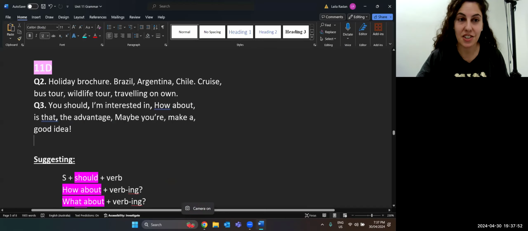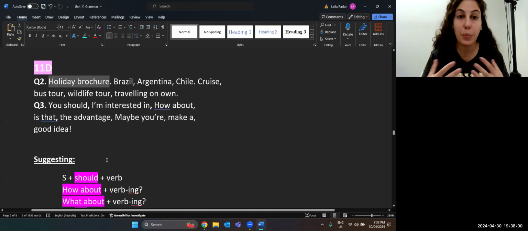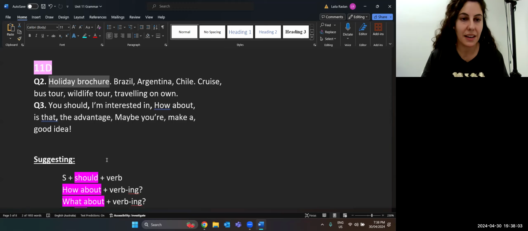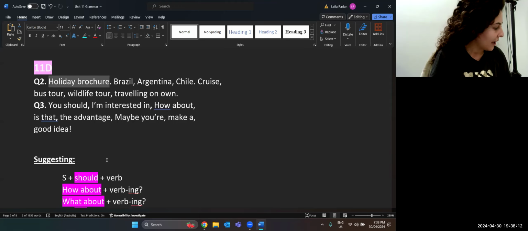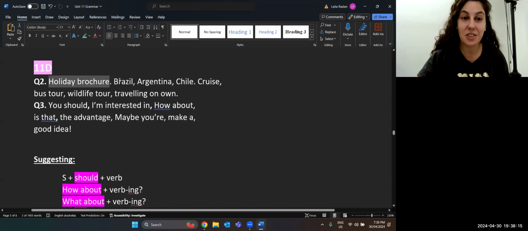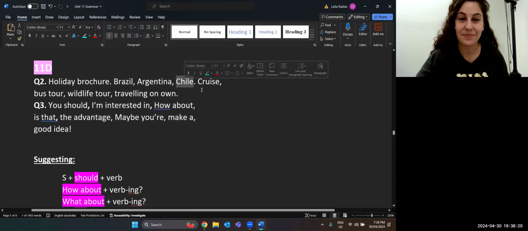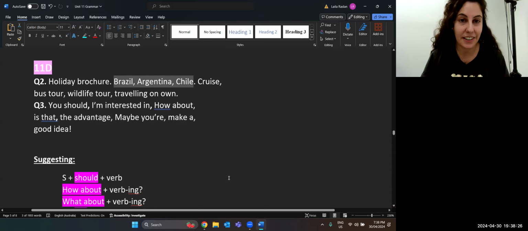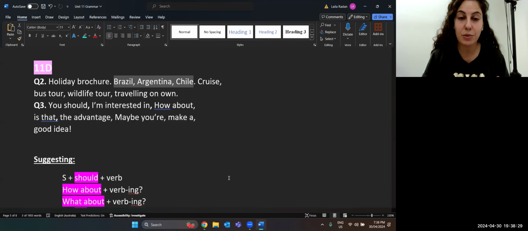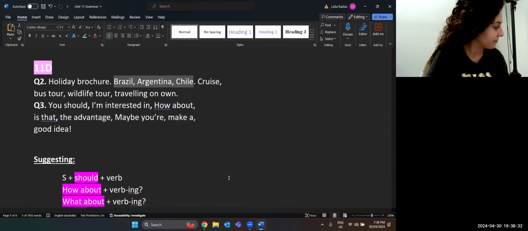Okay, so we heard a conversation. So what were they looking at? One of them, she was looking at a holiday brochure, which just means like a book that has some pages about the country. So maybe she got it from the travel agent. It's like a little book, okay, that's about South America. Which countries in South America do they talk about? Brazil, Argentina, Chile. Okay, so these are 3 countries which are in South America. So they're interested to travel to these 3 countries.